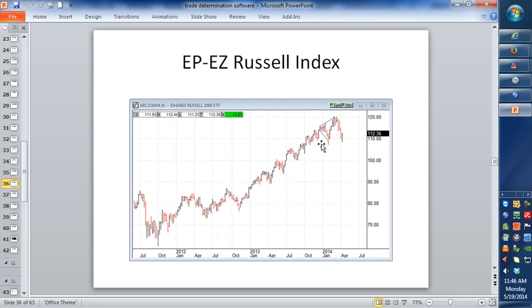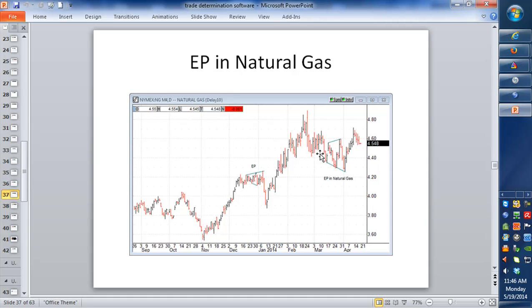And there's one in the Russell. And if you look at an updated Russell chart, I think you'll find that it went a heck of a lot lower than this. And here's your EP in natural gas. Here we go. Boom, notice the nice quick move. And here you have your EP in natural gas for the up move.